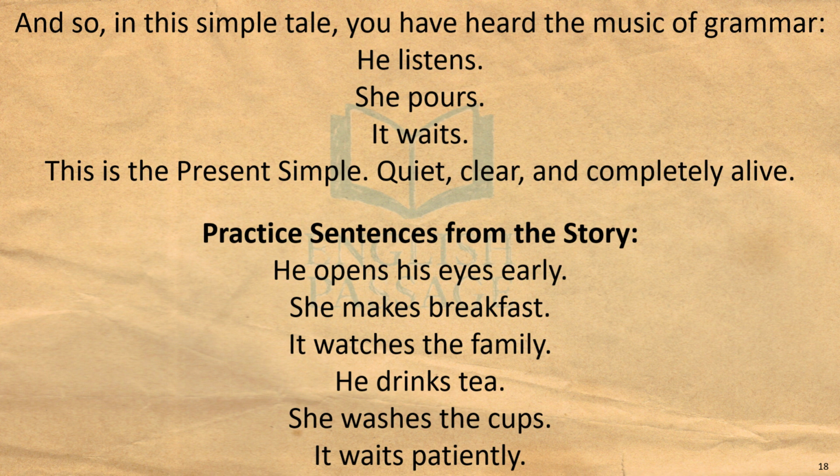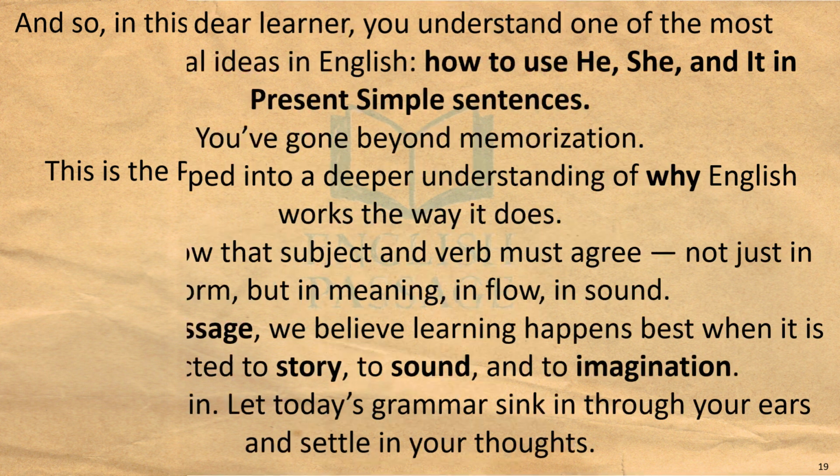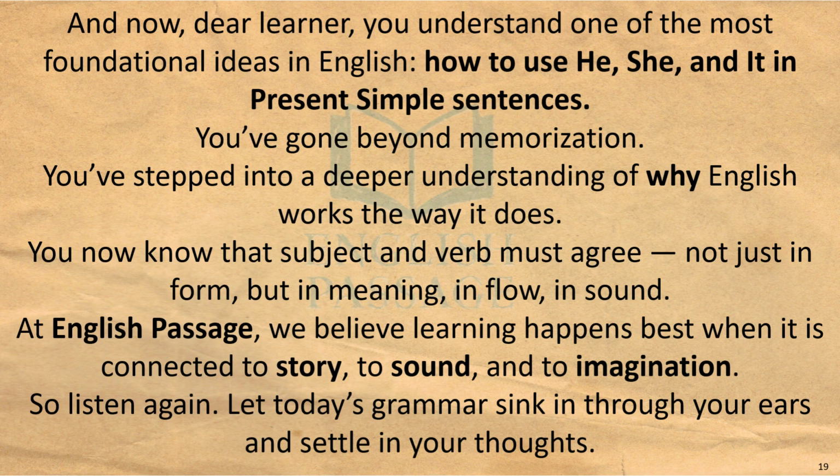Practice sentences from the story. He opens his eyes early. She makes breakfast. It watches the family. He drinks tea. She washes the cups. It waits patiently. And now, dear learner, you understand one of the most foundational ideas in English, how to use he, she, and it in present simple sentences.